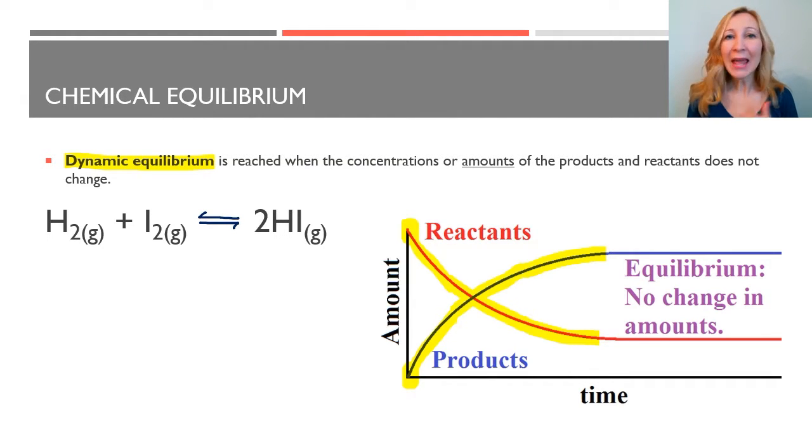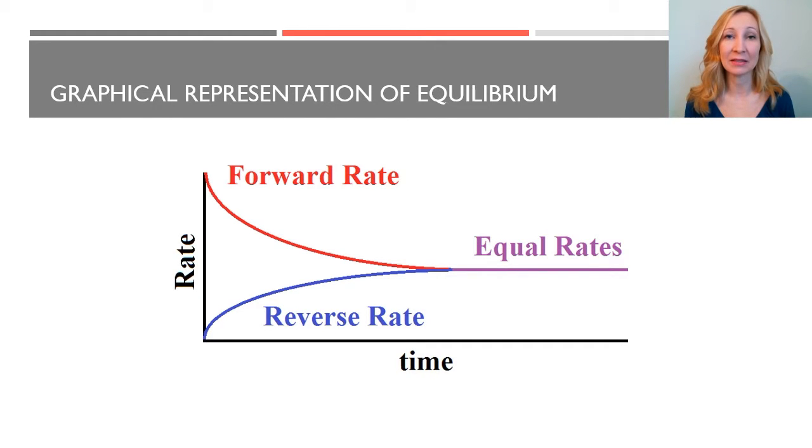And notice they don't have to be equal quantities. They were in my sunbathers and swimmers analogy, but they don't have to be equal. In this scenario, we have way more products than reactants. You can see the amount of reactants is lower than the amount of products. And here we've reached equilibrium, so the amounts don't change. They don't necessarily have to be equal to each other, but they have to be unchanging. However, the reaction is still taking place. It's important to note that this reaction is still taking place, the forward and the reverse.